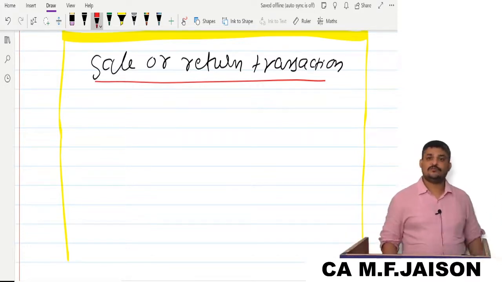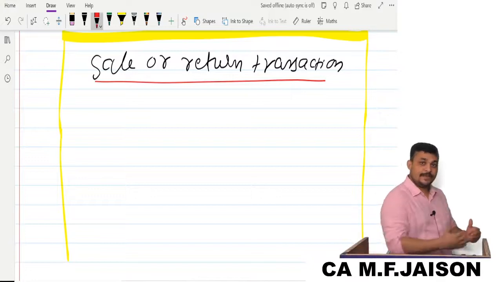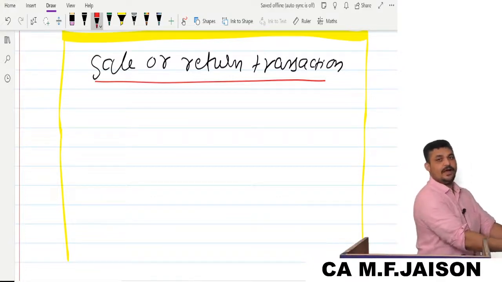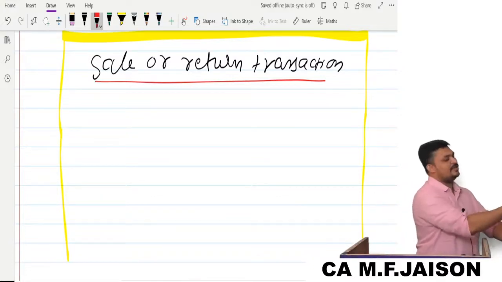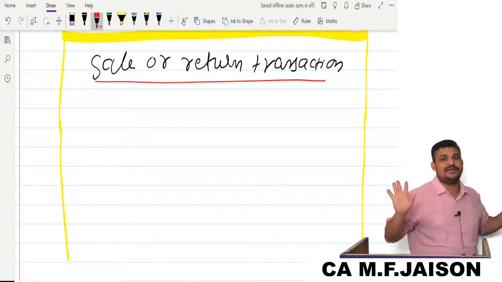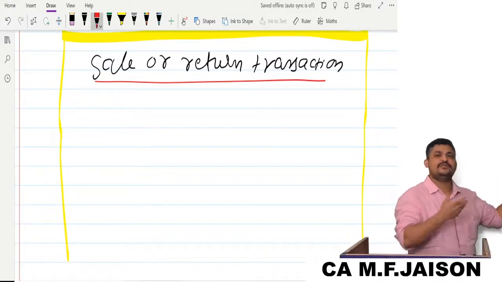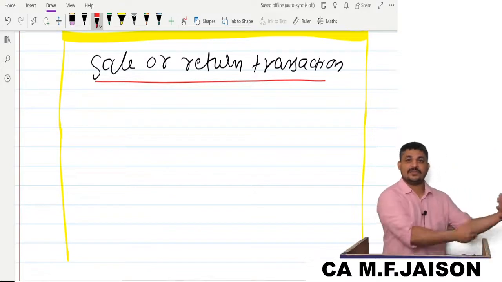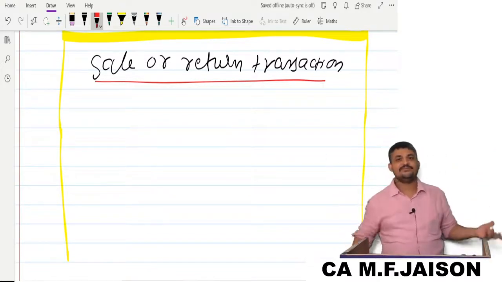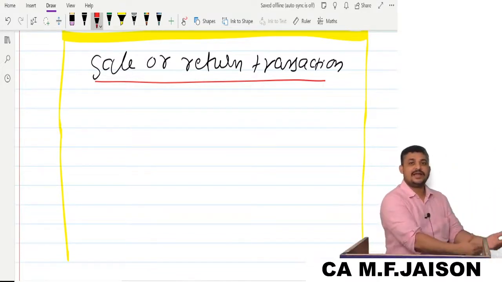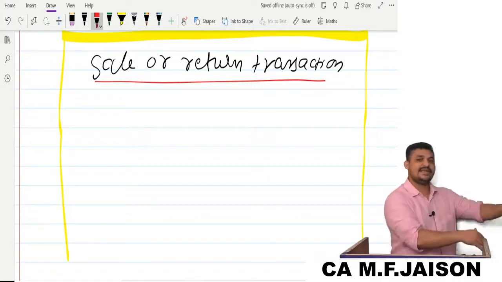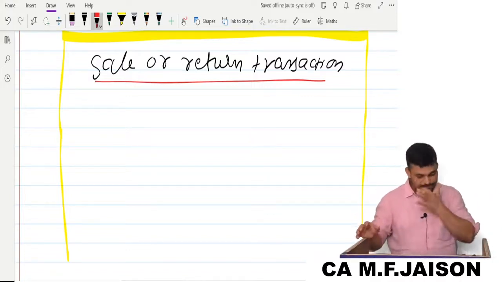But we don't do this. What do we do? When the goods are delivered to the customer, we tell them that after 15 days, either you should return the goods or you should buy the goods. 15 days free usage. Imagine it's a vacuum cleaner I have given. You can use it in any manner for the 15 days, and after 15 days, if you like it, take it or return me the goods.